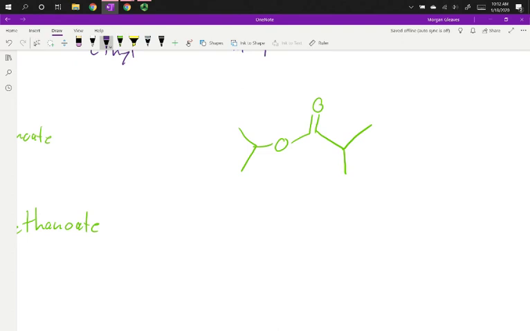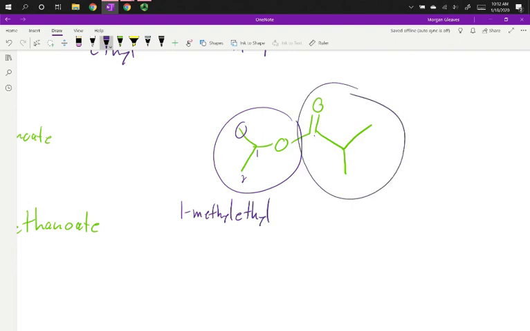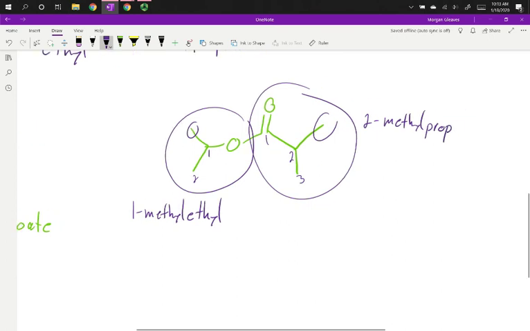Alright, if you gave that a shot, single bonded oxygen side, carbon 1, carbon 2 with a methyl, it's a 1-methyl ethyl. And then for the double bonded oxygen side, it's 1, 2, 3, it is a 2-methyl prop. And then because it's our main chain, it's a propanoate. And so we'd combine it: 1-methyl ethyl 2-methyl propanoate.